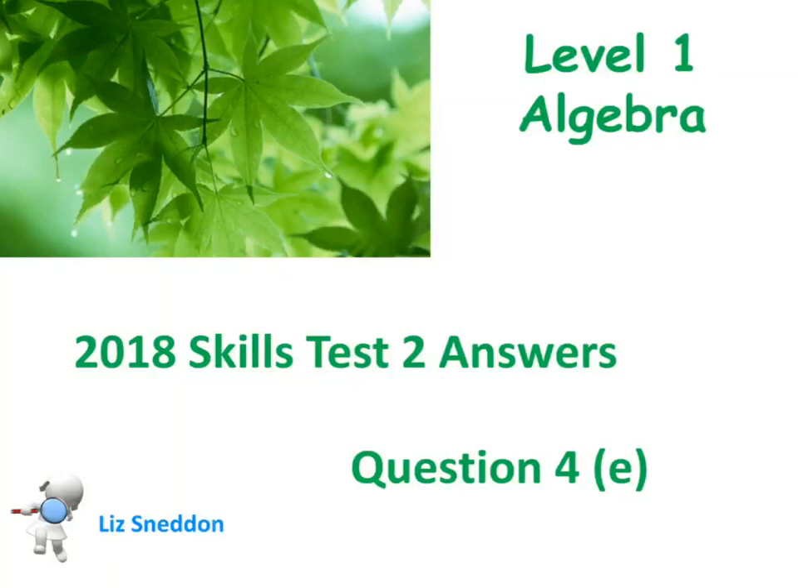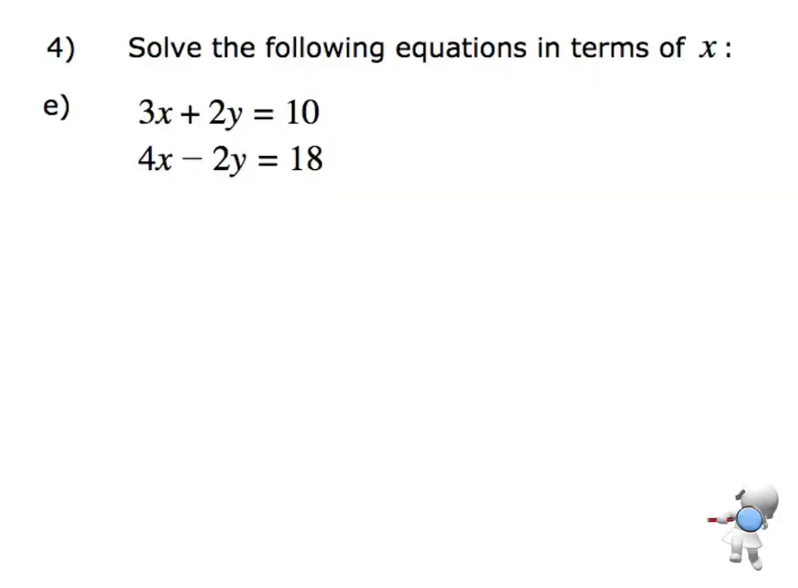Here's the answer to 4e. So we want to solve these two equations here. I've got two equations, that means I've got two straight line equations, and they meet at some coordinate point. So I need to solve that and find both the x value and the y value so I can find that coordinate point. That's what I'm trying to do.